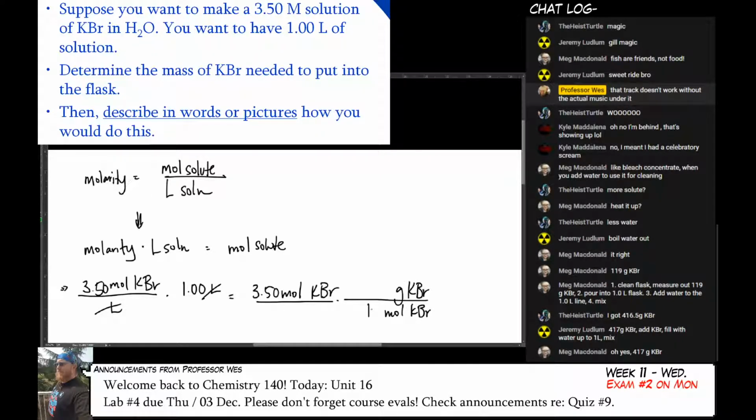In a mole of this, there are some ginormous number of grams. I don't actually know. Where is Lentech? There we go. KBr, 119.00. I get 417 grams KBr.